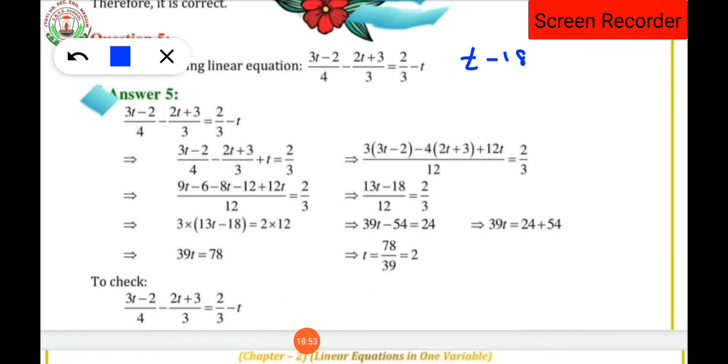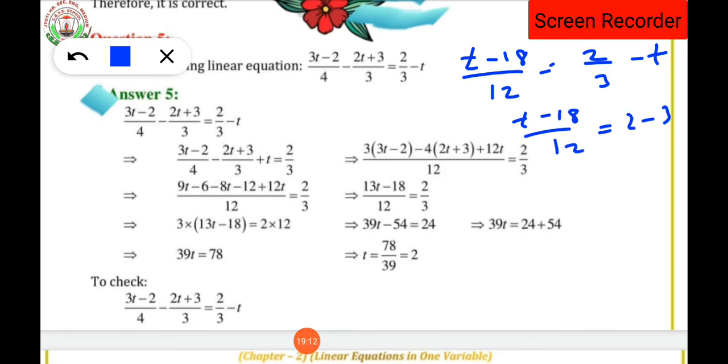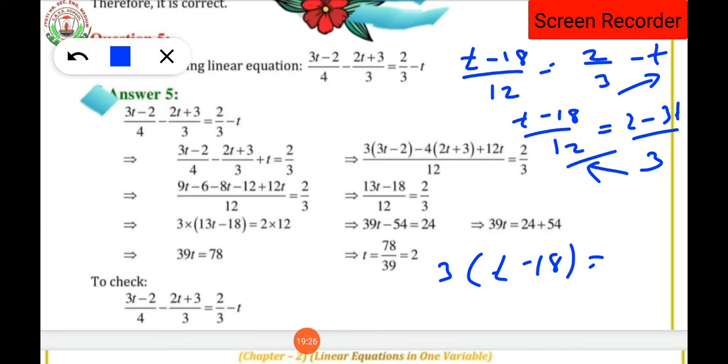t minus 18 upon 12 is equal to 2 upon 3 minus t. This equation we got, isn't it? Now solving this side of the equation, let's see what it will be. So t minus 18 upon 12 is equal to 2 minus 3t upon 3. Now 3 will cross multiply here, so 3 into t minus 18, and 12 will cross multiply this side, so it will become 12 into 2 minus 3t.